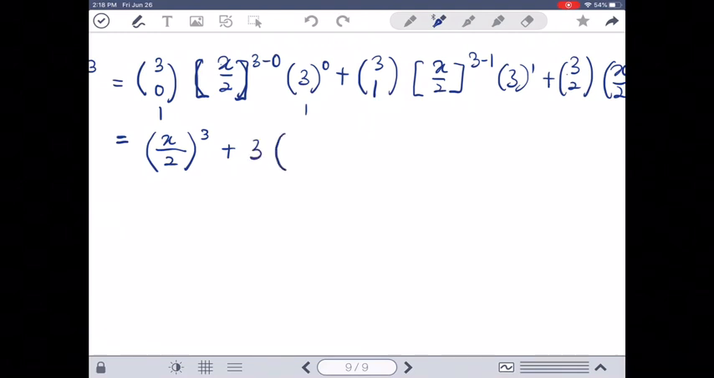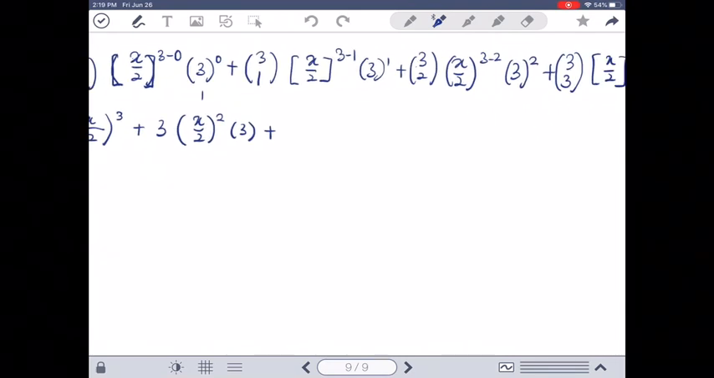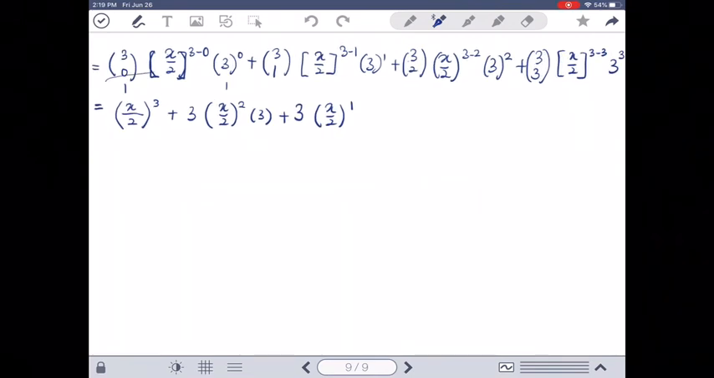Then we have (x/2)^2 times 3 plus 3C2, which is just equals to, I think it's 6. Oh no, it's just 3. (x/2)^1. So we have done with that one, that one done.